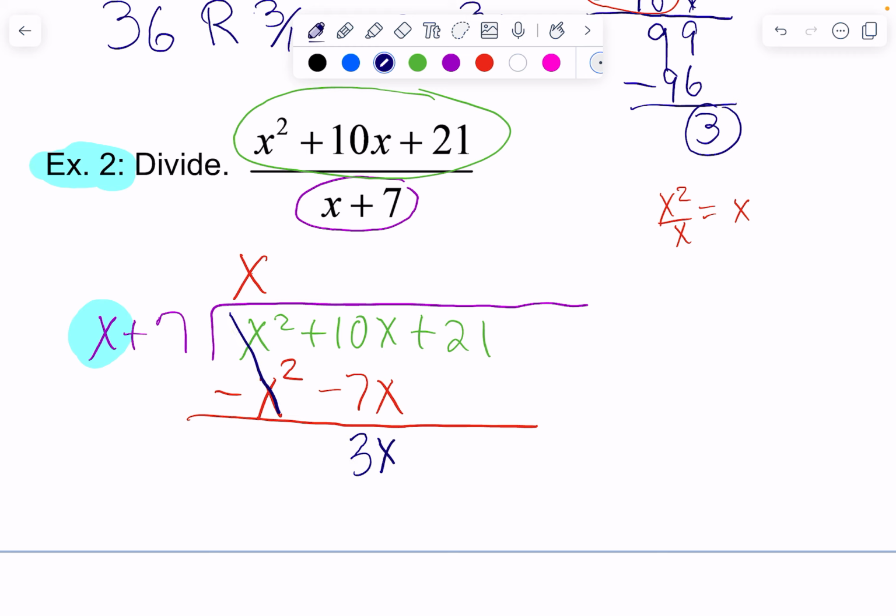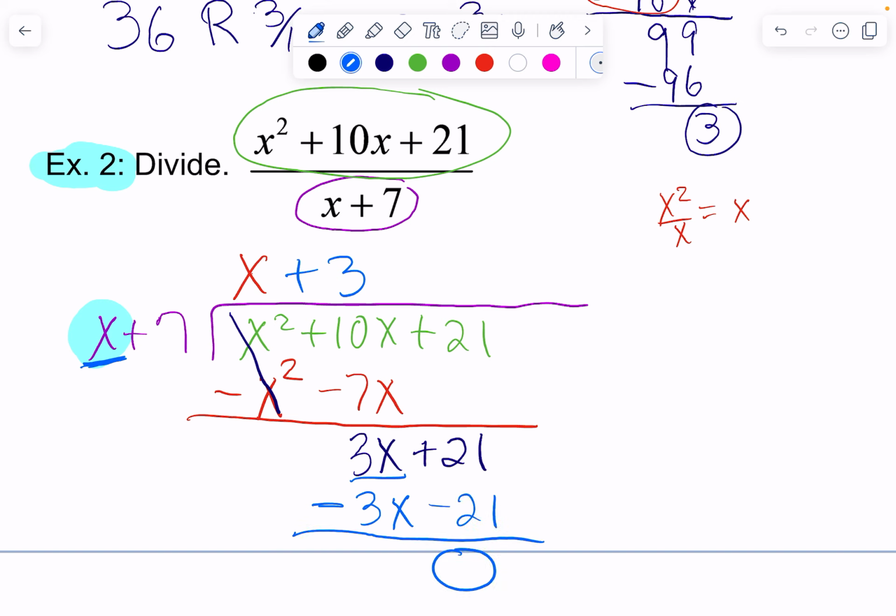This is 3x plus 21. Back to my original x. How many times does x go into 3x? It goes in positive 3 times. 3 times x is 3x. Negatize. 3 times 7 is 21. Negatize. And in this case, there is no remainder, and my answer is x plus 3. It's that simple. Let's do another example.